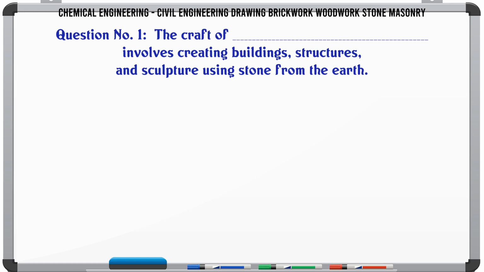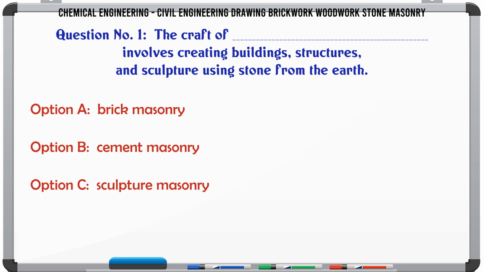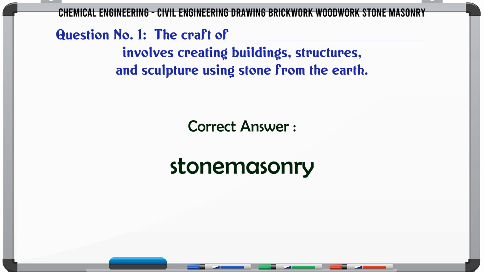The craft of ___ involves creating buildings, structures, and sculpture using stone from the earth. A. Brick masonry. B. Cement masonry. C. Sculpture masonry. D. Stone masonry. The correct answer is stone masonry.